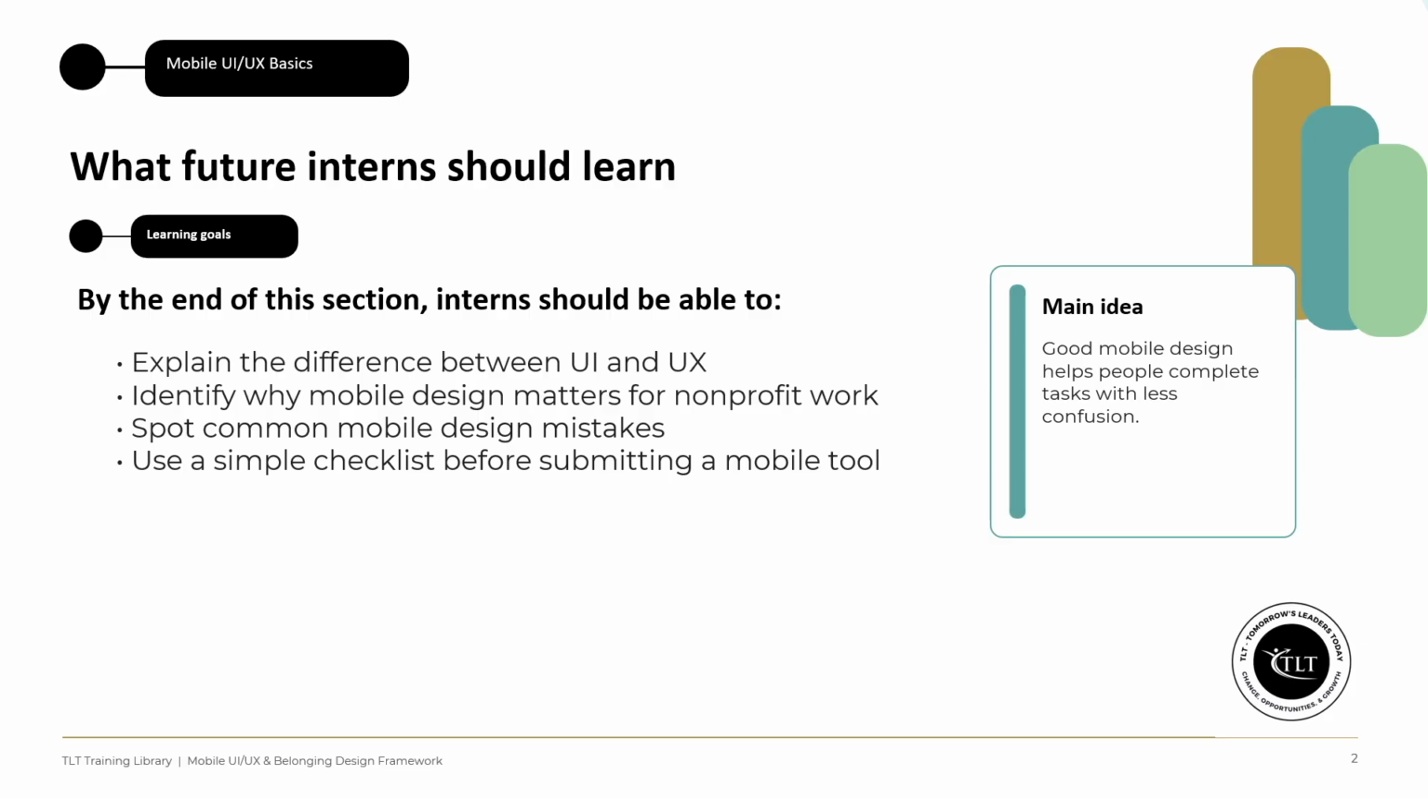Another goal is for interns to recognize common design problems. For example, a mobile tool can become difficult to use if the text is too small, buttons are unclear, the layout is crowded, or there are too many steps. The main takeaway is that good mobile design should make the user's next step obvious. A user should be able to open the tool and quickly understand what they need to do.